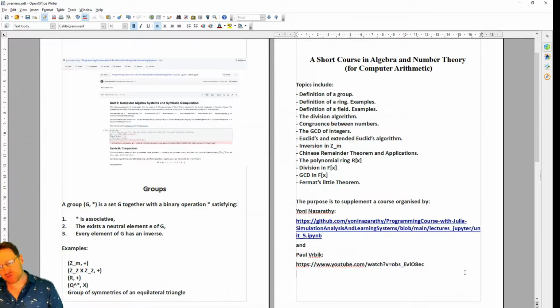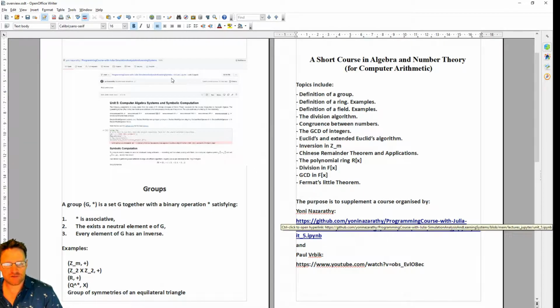Okay, so then we'll move on to some slightly more advanced topics, being the Chinese remainder theorem and applications, then polynomial rings, division in polynomial rings, and the greatest common divisor in polynomial rings, and finally Fermat's little theorem.